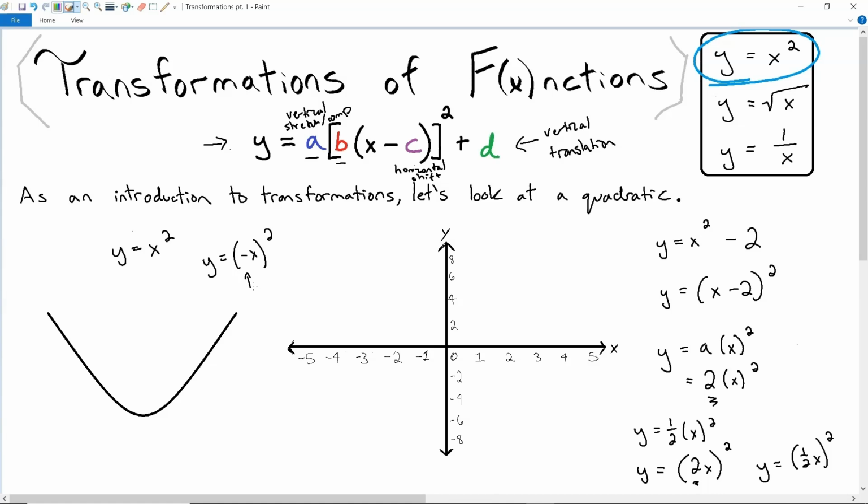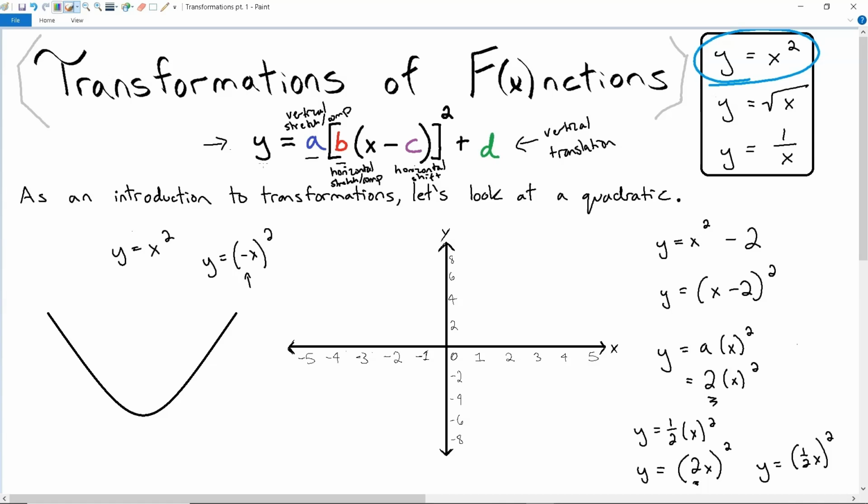So okay, let's see if we can summarize everything we just went over. C and D are going to be translations. D is in the vertical direction, C is horizontal. A and B will be stretches or compressions. A will be in the vertical direction, B will be horizontal.